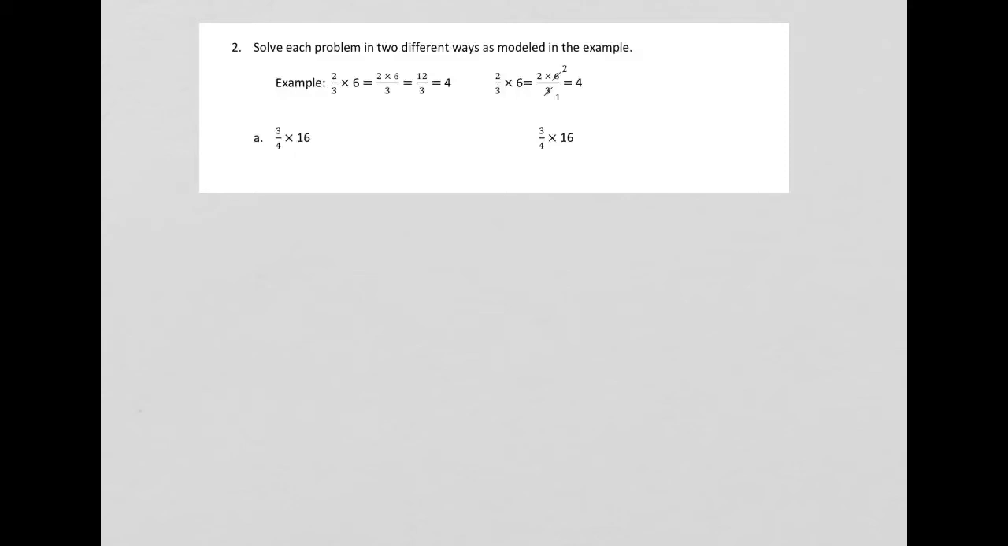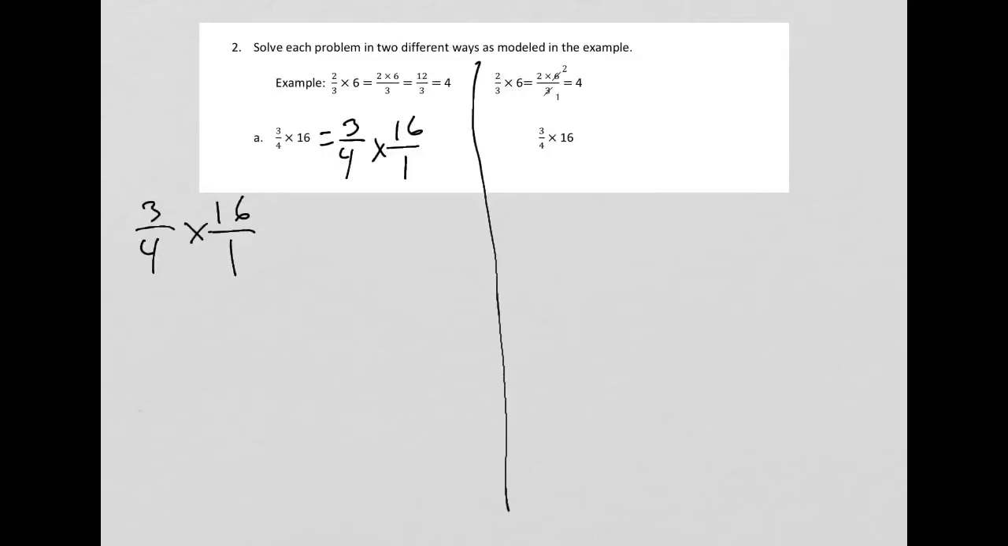So this first way here, we have the problem 3/4, and I'm just going to rewrite it as 3/4 times 16 over 1. Remember, we always put that 1 under our whole. So 3/4 times 16 over 1. I'm trying to leave like a half line here. I'm going to multiply straight across. 3 times 16, and then 4 times 1.